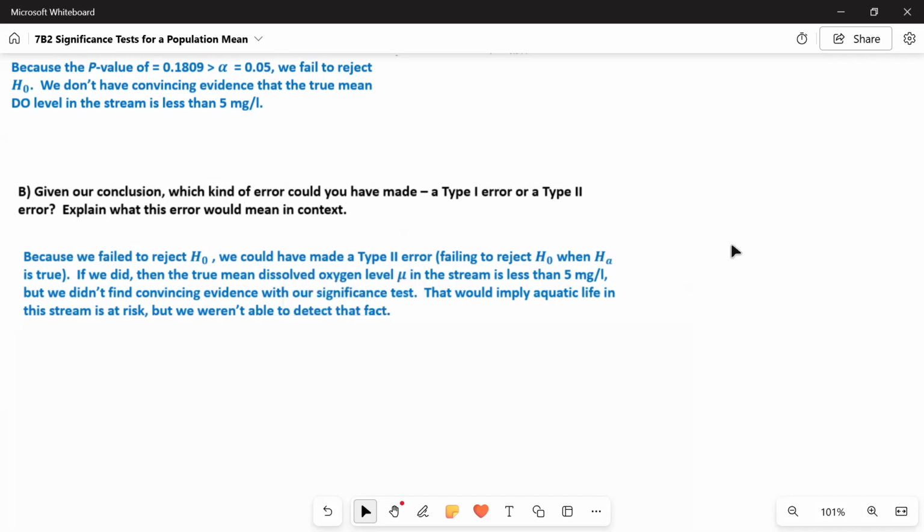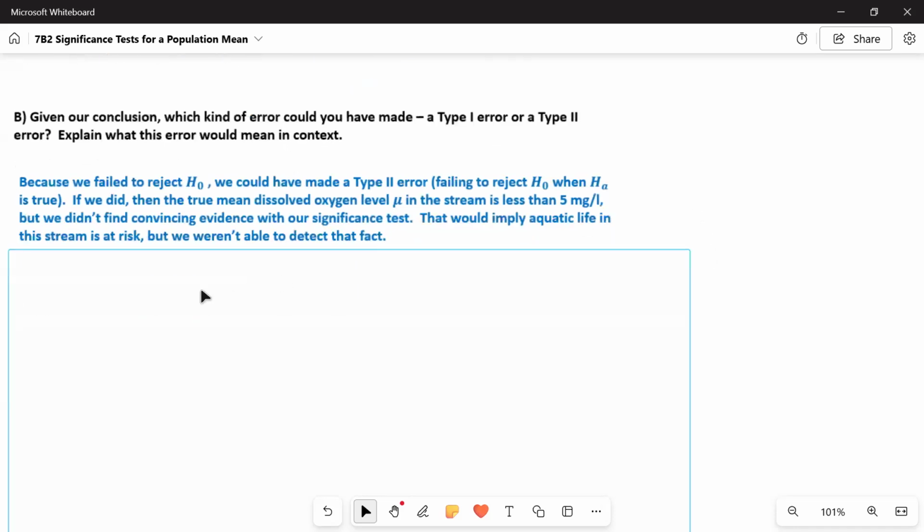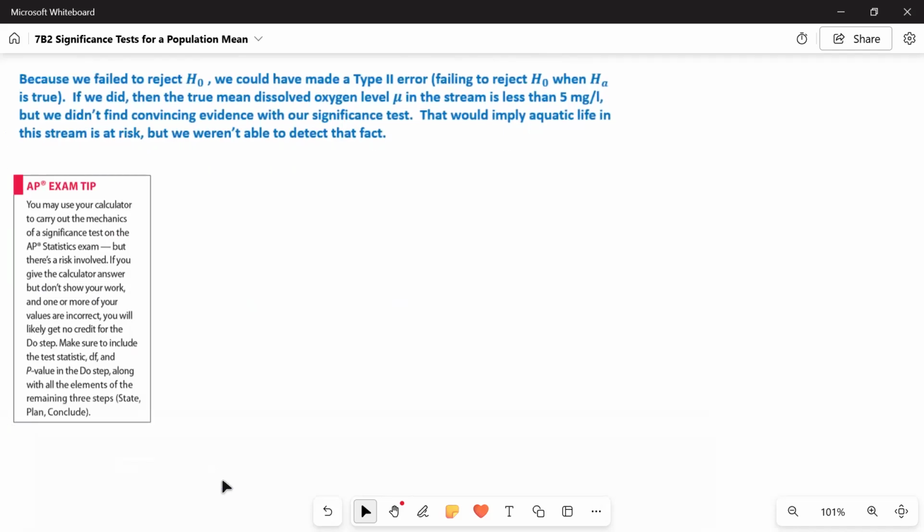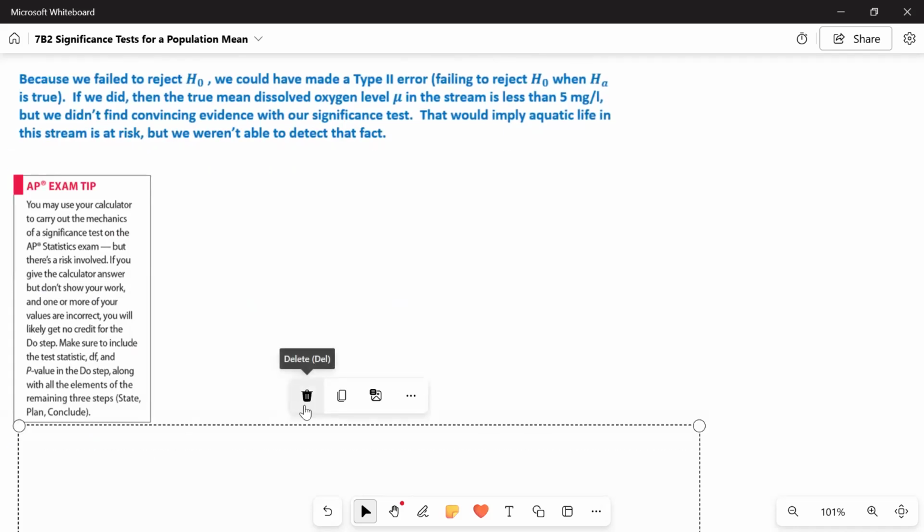If we did, then the true mean dissolved oxygen level in the stream is less than 5 milligrams per liter, but we didn't find convincing evidence with our significance test. That would imply that aquatic life in the stream is actually at risk, but we weren't able to detect that fact.